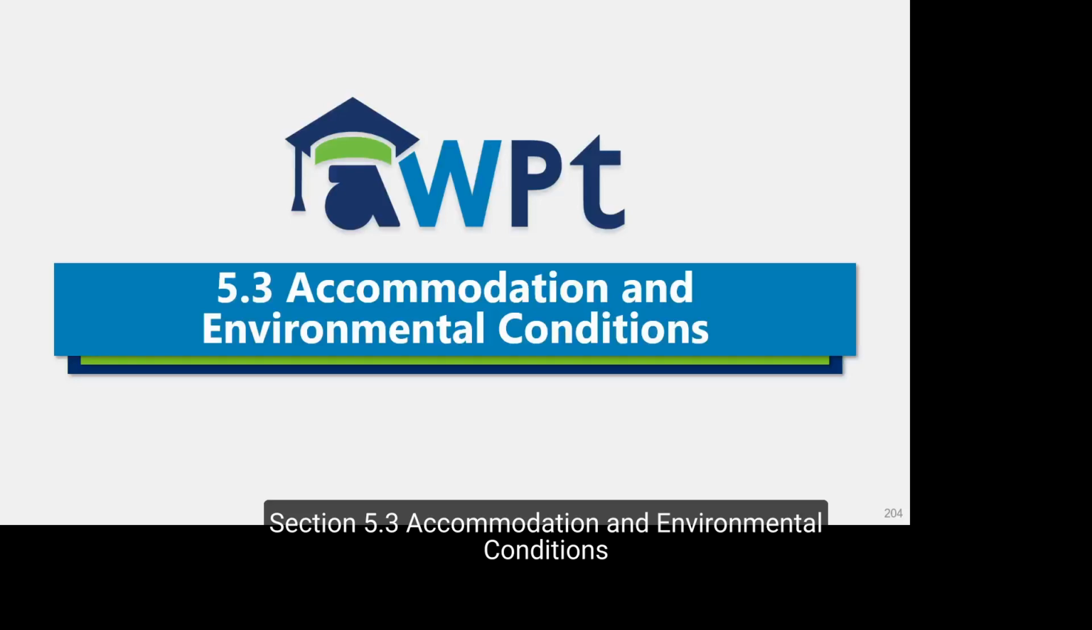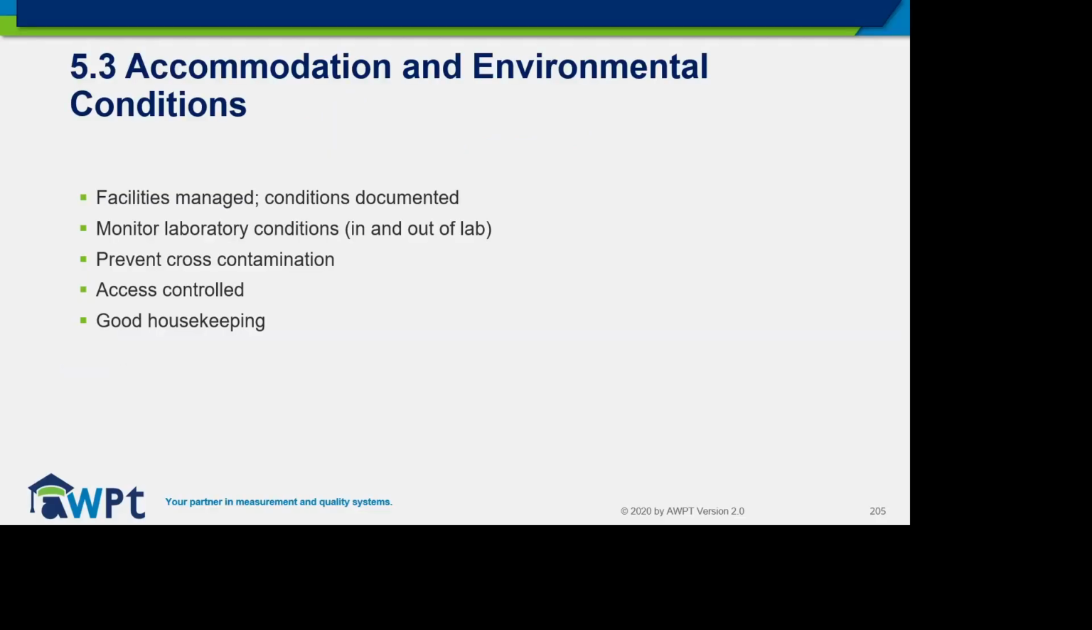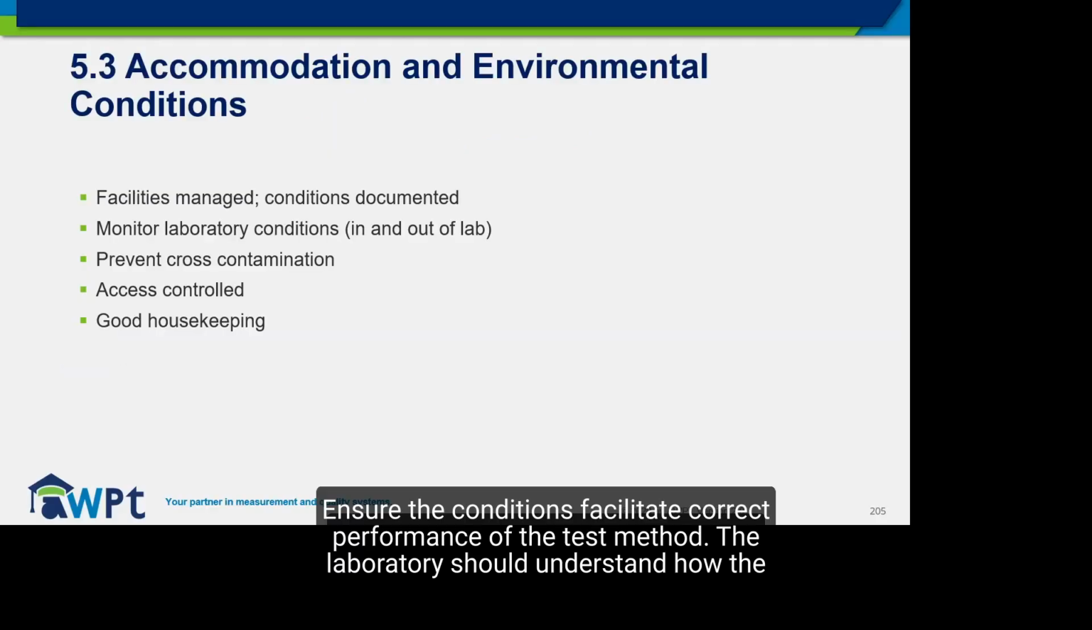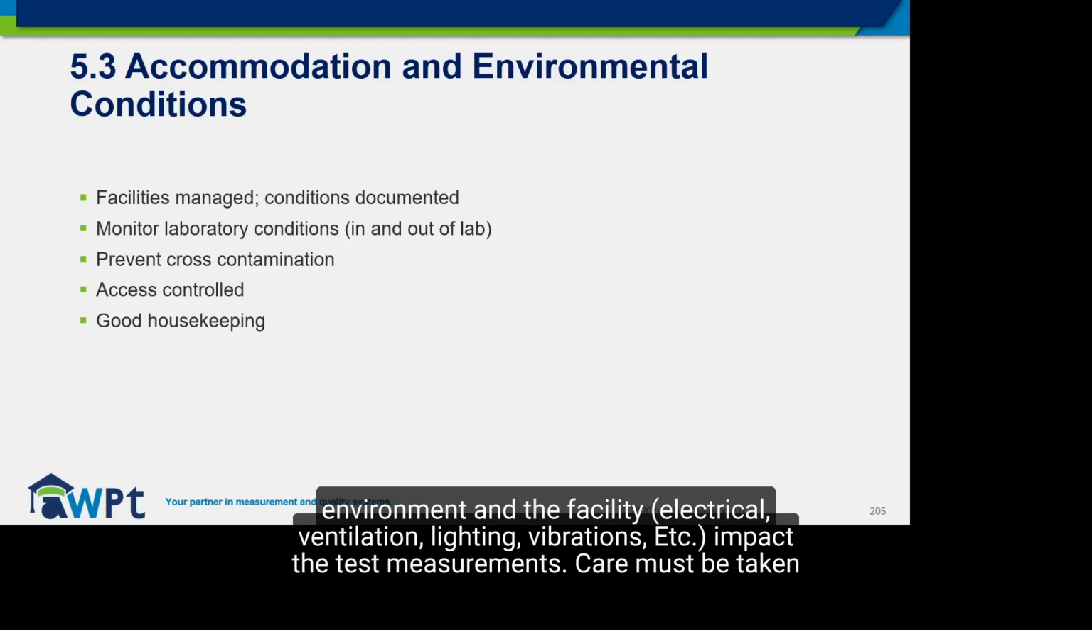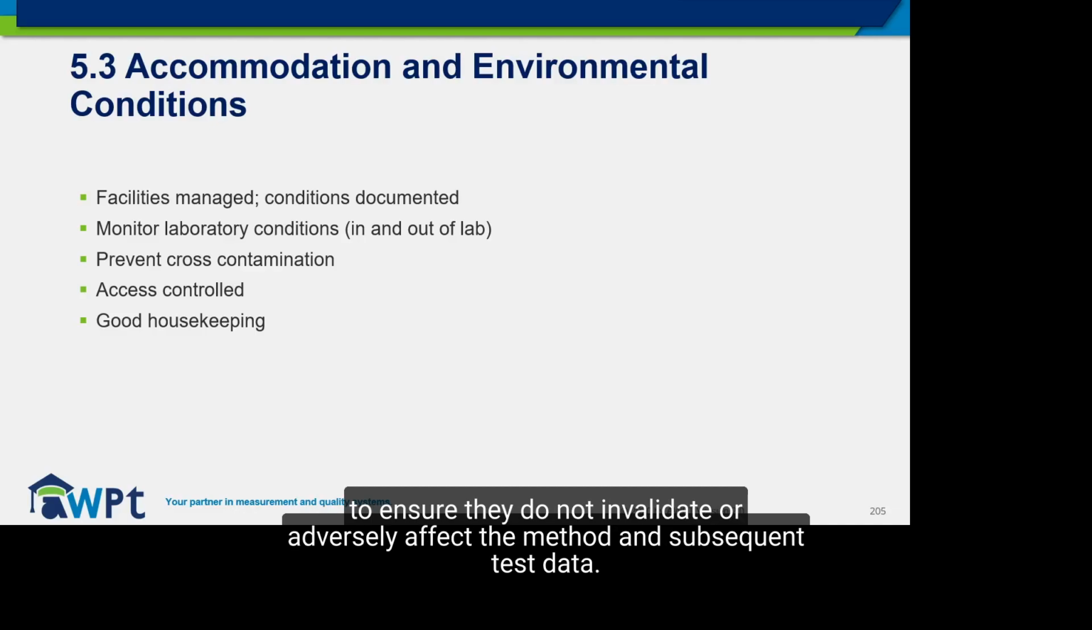Section 5.3, Accommodation and Environmental Conditions. Ensure the conditions facilitate correct performance of the test method. The laboratory should understand how the environment in the facilities, electrical, ventilation, lighting, vibrations, etc., impact the test measurements. Care must be taken to ensure they do not invalidate or adversely affect the method and subsequent test data.